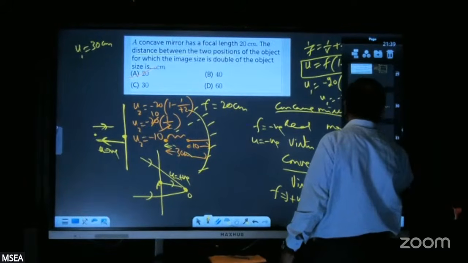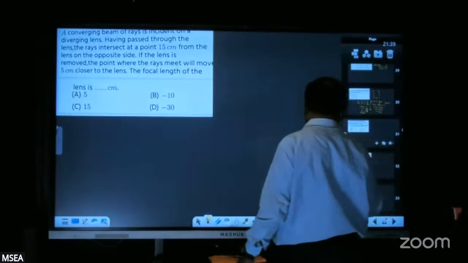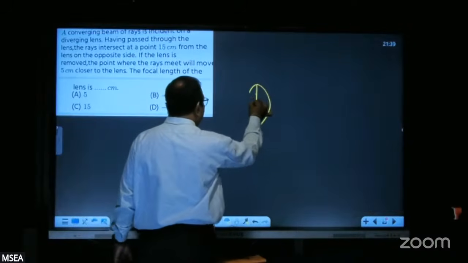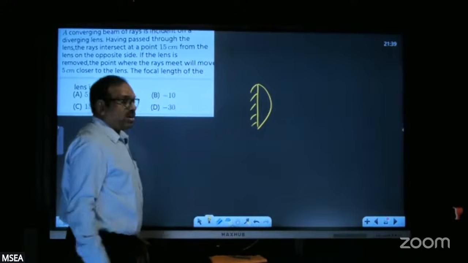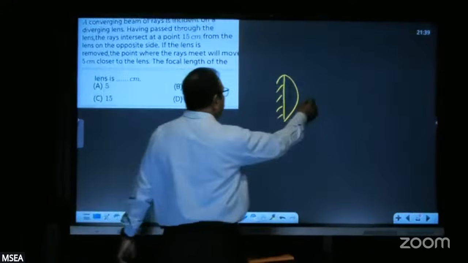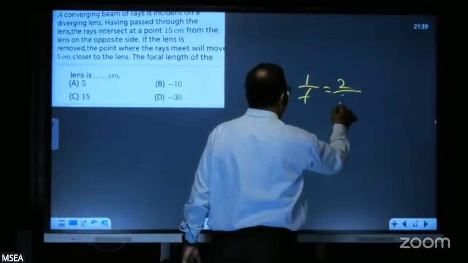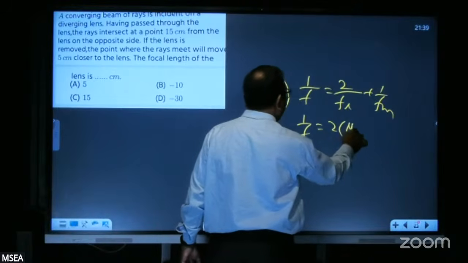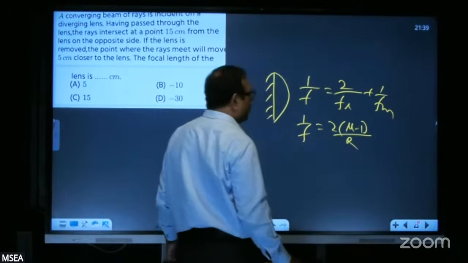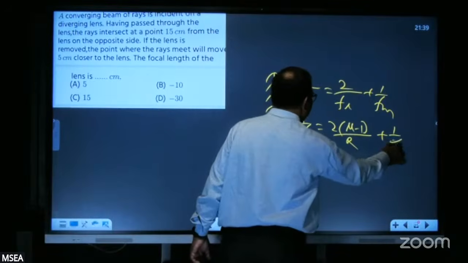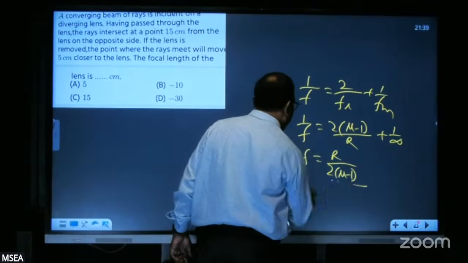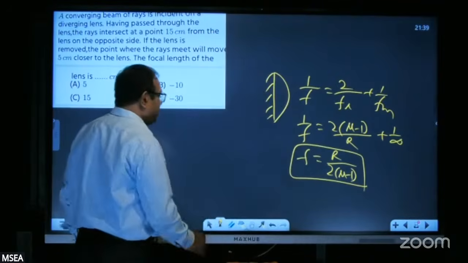Let us take the silvering of a lens. Suppose this is a plano-convex lens; if the plane side is silvered, it behaves as a concave mirror. So 1 by f is equal to 2 times the lens plus 1 time the mirror. Then 1 by f is equal to 2 into (mu minus 1) by r, since the focal length of the plane surface is infinity. Then f is equal to r by 2 into (mu minus 1). Remember this when the plane side is silvered.